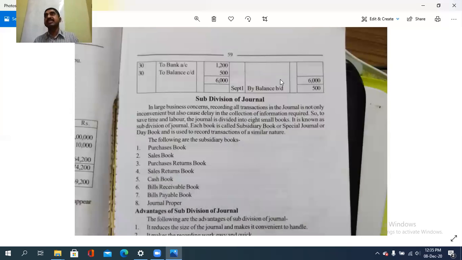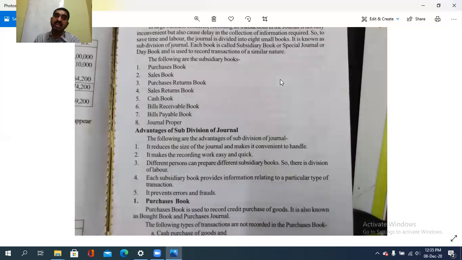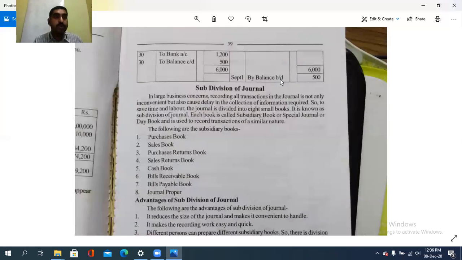So what is a subdivision of the journal? The journal is to be subdivided based on the nature of the transaction. So if it is purchase, it will go to the purchase book. If it is sales, it will go to the sales book. So that is the case with subdivisions of journal. So we will go through that.